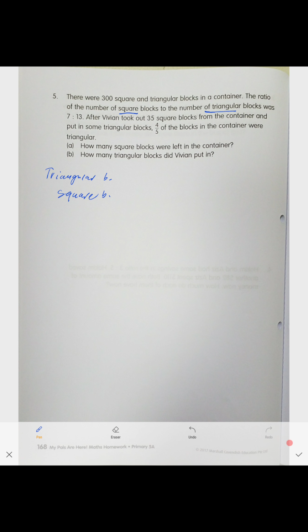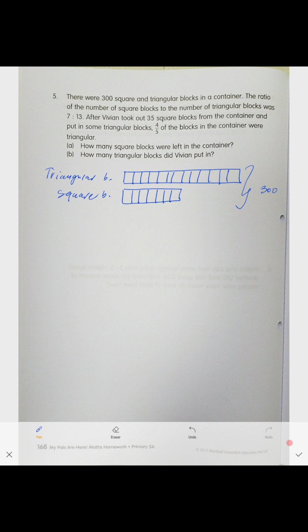So what do you draw? You draw your 7 and 13 units. For triangular, you draw 13 units. Wow, that's going to be long. 1, 2, 3, 1, 2, 3, 1, 2, 3, 10. 1, 2, 3. And for your square blocks, you draw 7 units. So we need to do it kind of like this, I guess. 7. So I will try to make it similar. 7 units, and all together they tell us there were 300 of them.